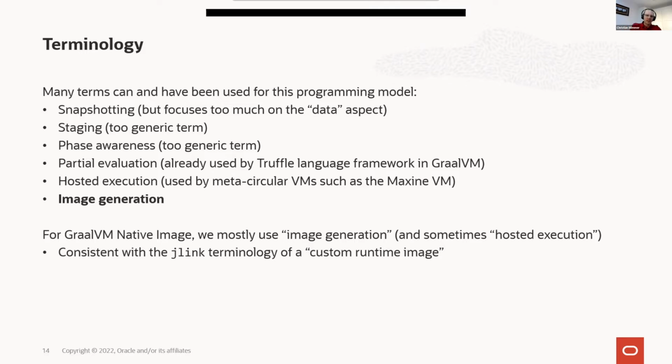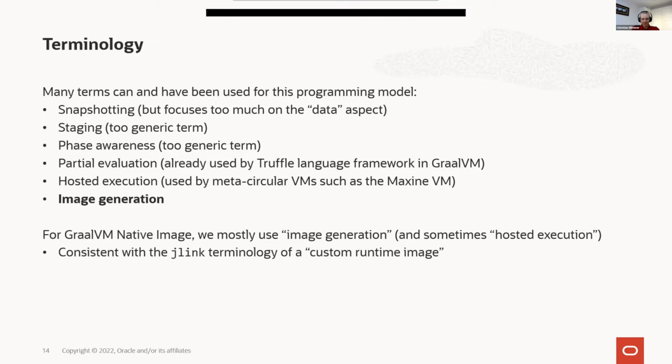Why do we call things native image and image generation? Lots of different terms have been used for this programming model, so I'm not claiming that we invented the programming model of application initialization at build time. As already said, snapshotting is a pretty common name for that. But for me, snapshotting focuses a little bit too much on the data aspect.